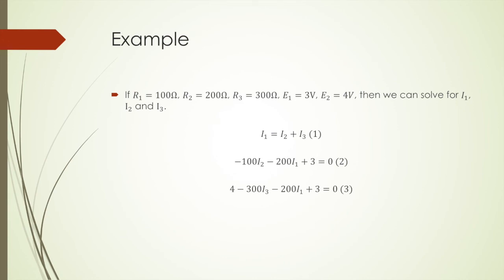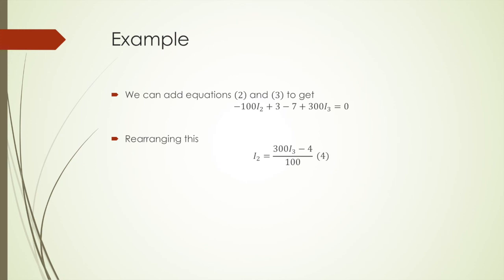And if we have values for R1, R2, R3, E1, and E2, then we can solve for all our currents. So what we'll do in the next slides is just show calculations of how we calculate all of these currents. So we can add equations 2 and 3 and we get a relationship where we can have I2 expressed in terms of I3. So we do that. We get I2 is equal to (300 I3 minus 4) divided by 100.